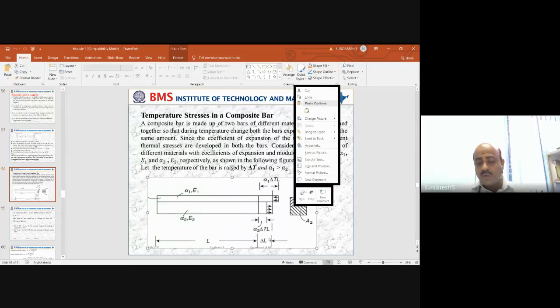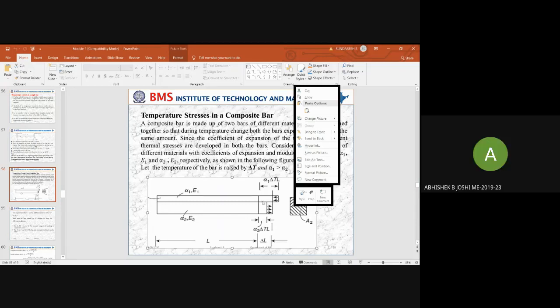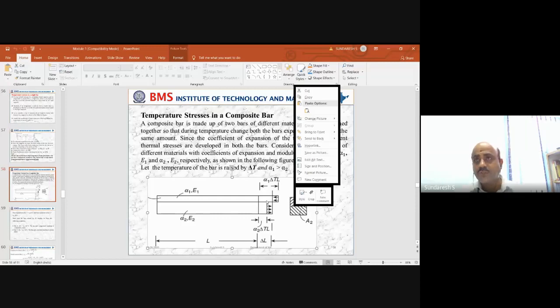So what happens if I want the material to undergo only this much delta L? It needs to be pulled back, am I right? This means the nature of stresses induced within bar 1 should be compressive. You need to contract this much amount of expansion so that the total amount of free expansion remains the same with respect to material 2 also.